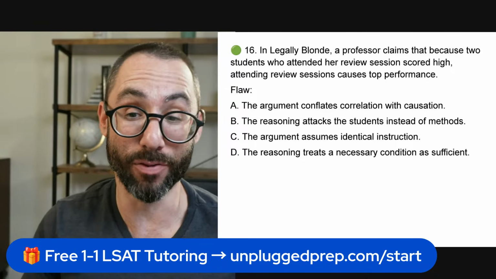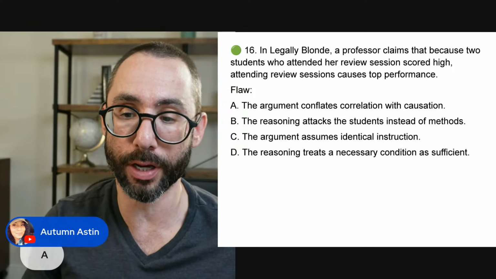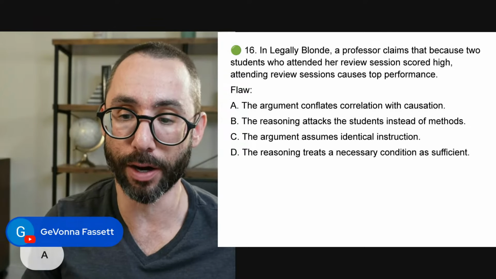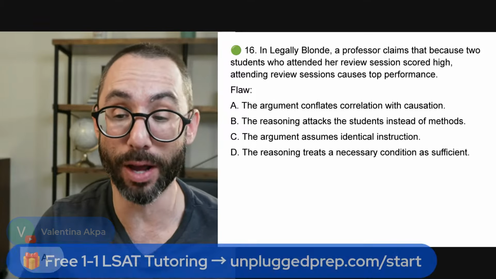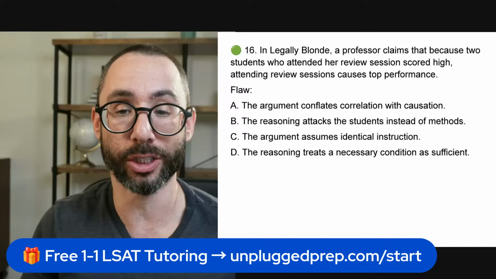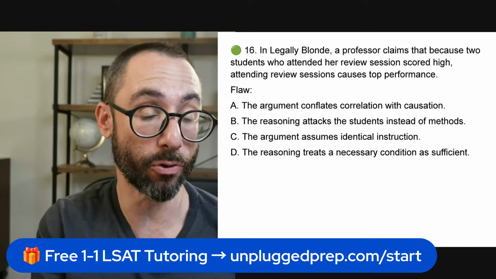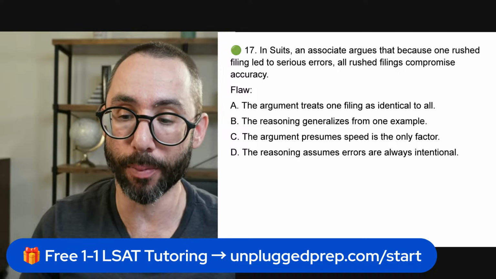I see a ton of you got it. Awesome. Nathan says A. Anne, Marlo, Zuli, Autumn, Passion, Giovanna, Dua Akbar, all saying choice A. Valentina says A as well. Fantastic, folks. The answer is in fact A, confusing correlation with causation. Because there's an association, therefore they're assuming one caused the other. Well done. On to number 17.